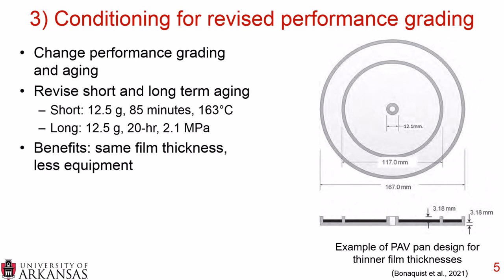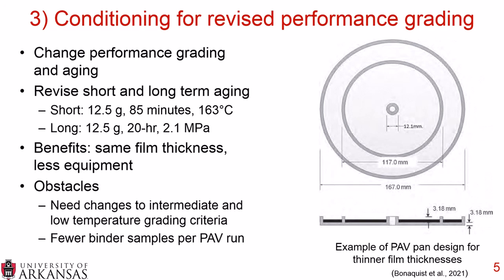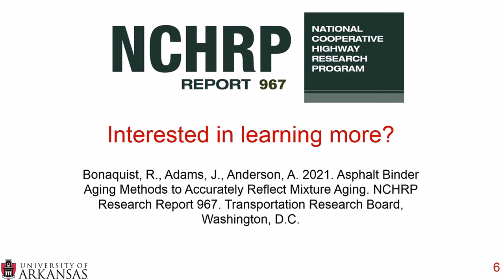And you can see here they also played around with some different pan configurations in order to get a homogeneous thin film within that pan. However, some obstacles that remained is that there would be changes needed to both the intermediate and low temperature grading criteria. So the PG grading would need to change. And also because you were having more use of the PAV, really you have fewer binder samples per PAV run or sets of runs, which means you might need to invest in some more PAV equipment.